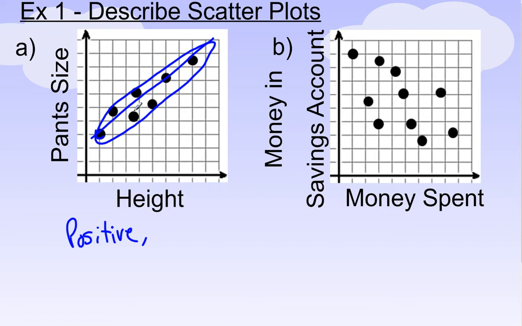And the tighter, the skinnier the burrito, if you could get these points to be exactly in a straight line, that would be called a perfect correlation. The points, the way we have them, are pretty good. So this would be a strong correlation.